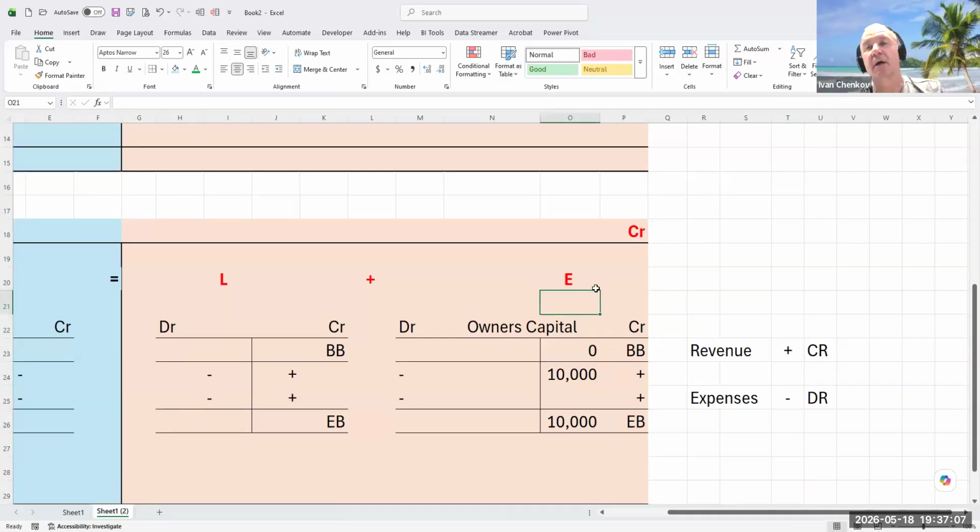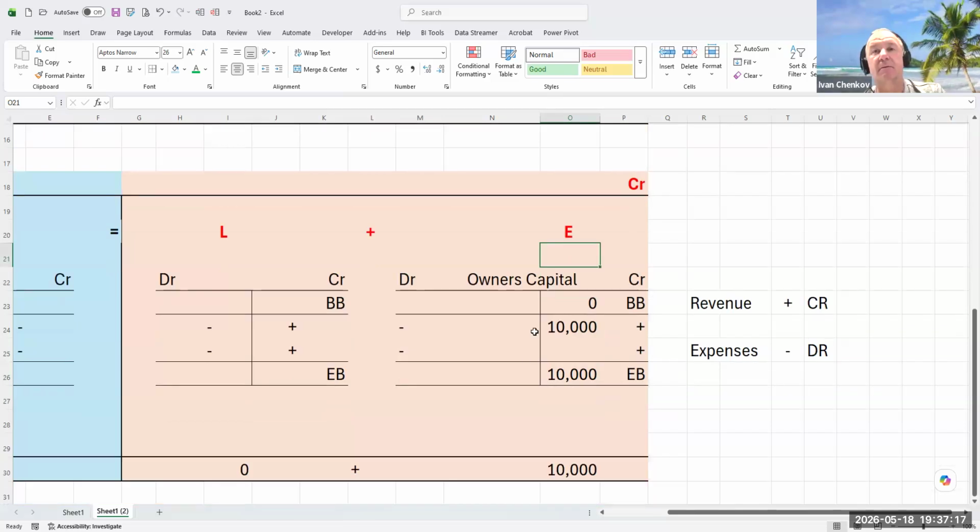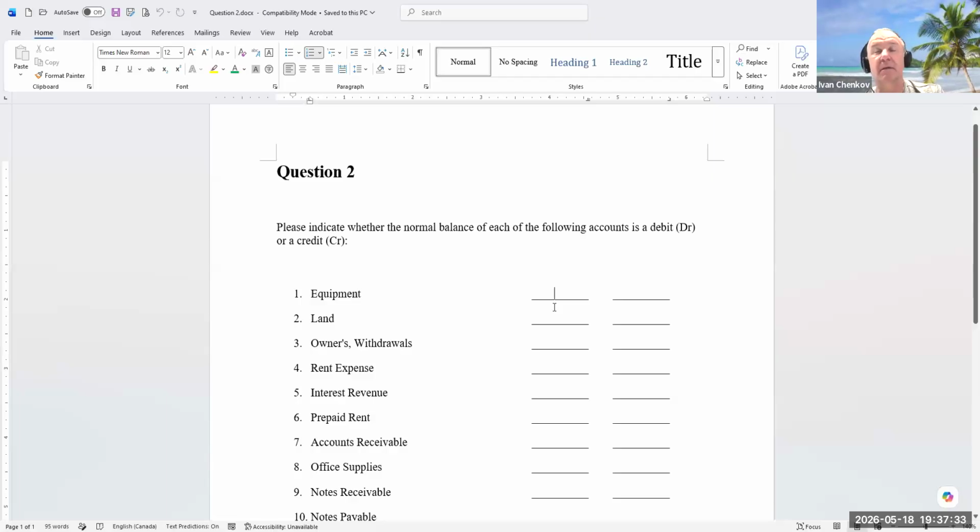There's some exemptions, but at this point, we're not going to deal with the exemptions. Every rule has an exemption. When it comes to the exemption, I'll let you know. So now, having this in mind, with asset, liability, equity, revenue, and expense, let's find out what kind of account this is: asset, liability, equity, revenue, expense, and what's the normal balance, debit or credit?